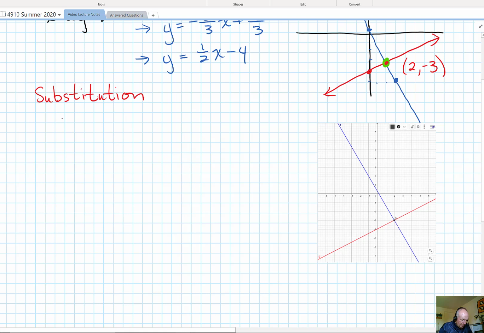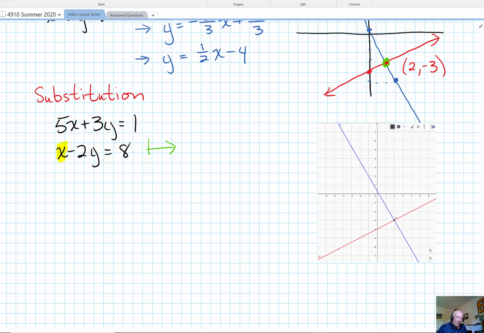Right? Now, we don't often use substitution in this class. We will move on to the third method more often than not, but let's just remind ourselves how this works. You have your system, and you pick one of the variables from one of the equations. It doesn't matter which. Usually there's an easier one.